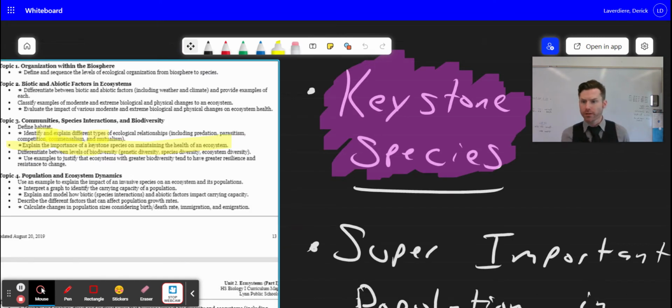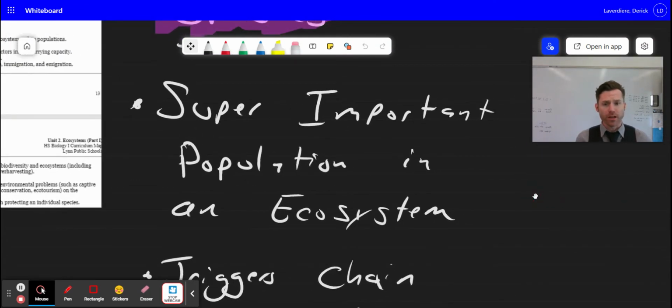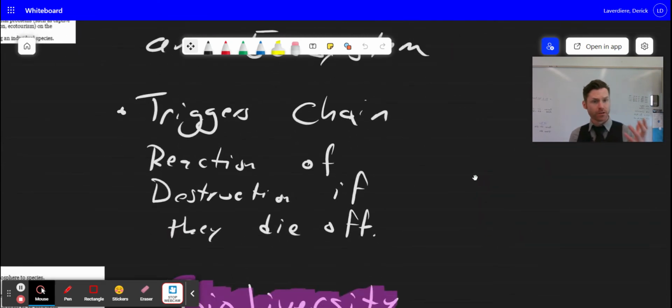So our next bullet point is explain the importance of a keystone species on maintaining the health of an ecosystem. And so first, obviously, we must define what a keystone species is. And a keystone species is just a super important population within an ecosystem. Disproportionately important. Okay? Pretty much the most important species or population within that particular ecosystem. And so if something were to happen to this population, there would be a chain reaction that would just cascade into the destruction of pretty much the entire ecosystem.